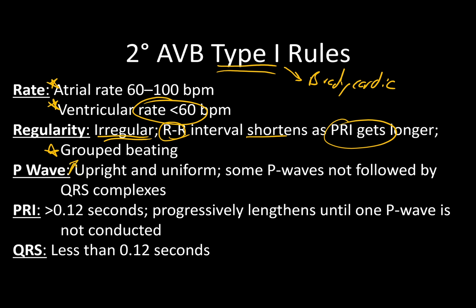Your P waves should be perfectly normal, except some of them are not followed, so you're going to have more P waves than QRSs. The PRI should always be greater than 0.12, but I don't really have a top end for that. It just progressively gets longer until one's not conducted. So it's very likely that you'll have one that's maybe even greater than 0.20, and that's perfectly acceptable. Your QRS, though, should look just normal. There shouldn't be anything crazy going on there.